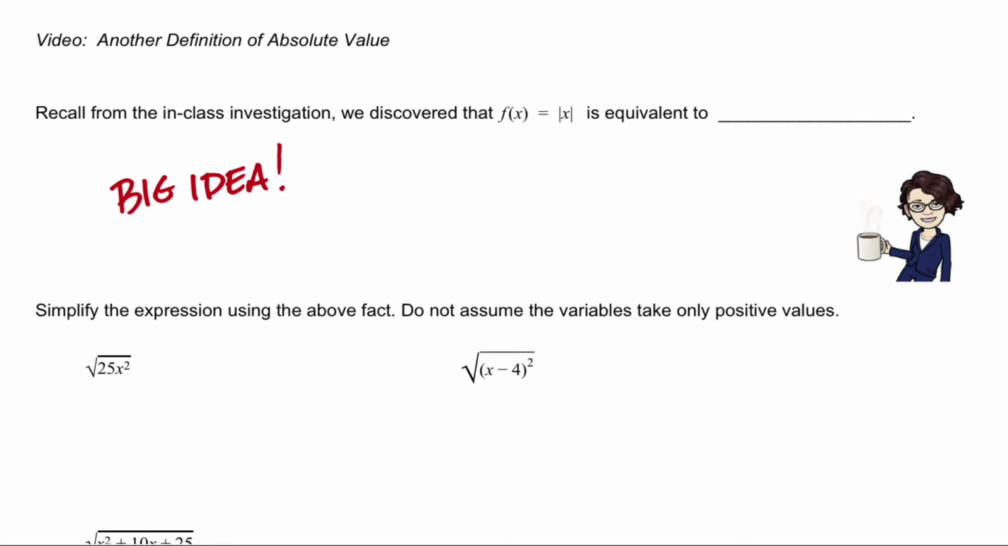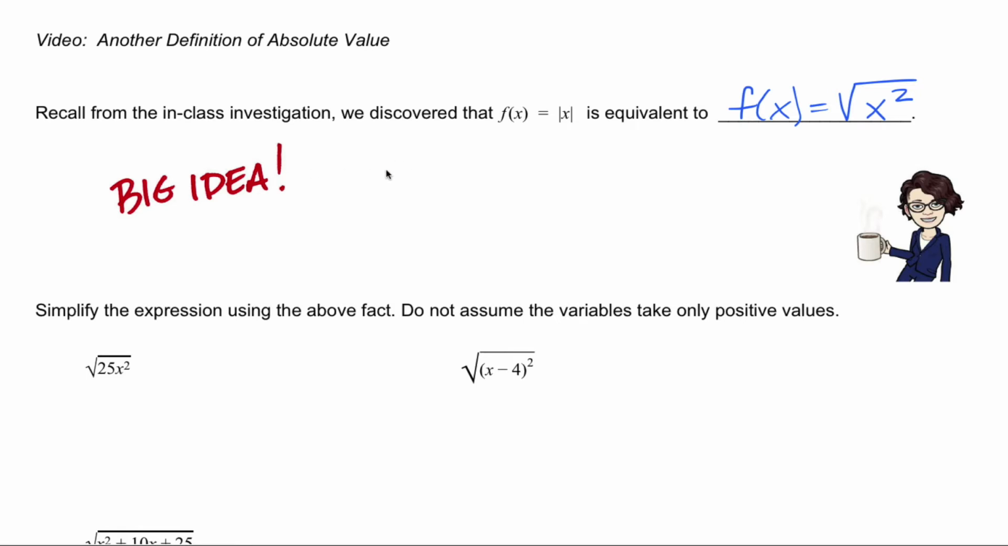Hello, this video about absolute value is considering another way to define absolute value. So in class, we discovered that f of x equal to absolute value of x, the parent function, is equivalent to the function f of x equals the square root of x squared. So that's a big idea. We saw that those graphs produce the same graph. That means every x input had the same output f of x for both of those functions.